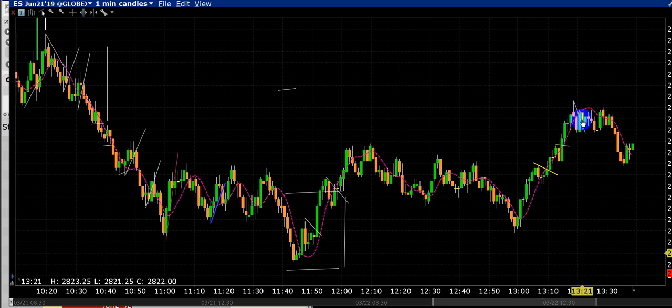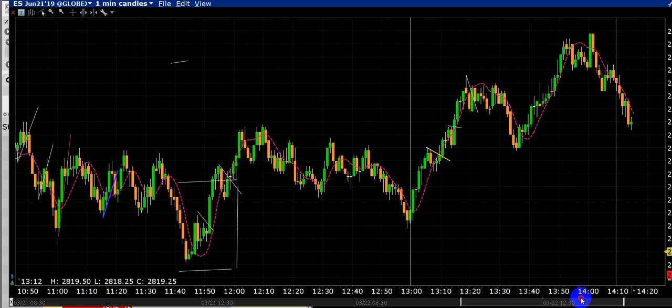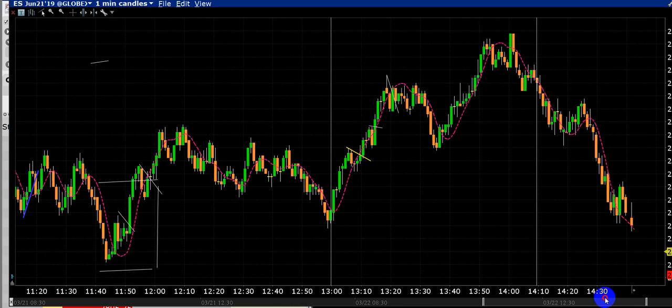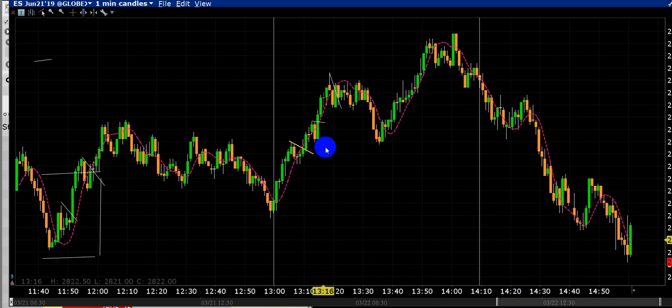Again, this third one, even though it didn't work out, if you would have been long here, you would have had 1, 2, 3, 4, 5, 6, 7, 8 bars to get out of it. That's 8 minutes to be able to get out of that trade at break even, scratch. So that's an easy out.